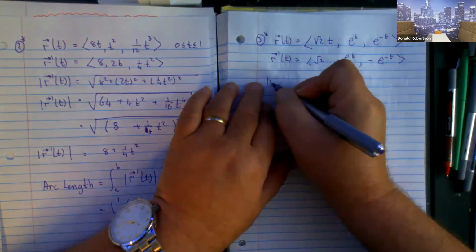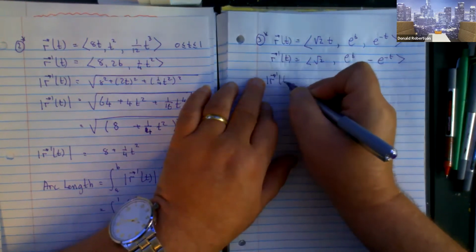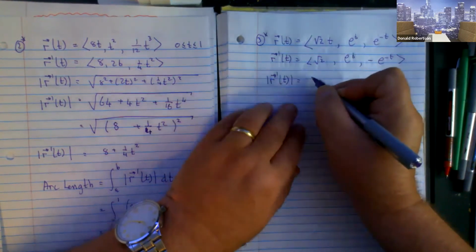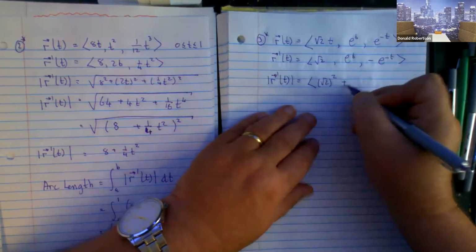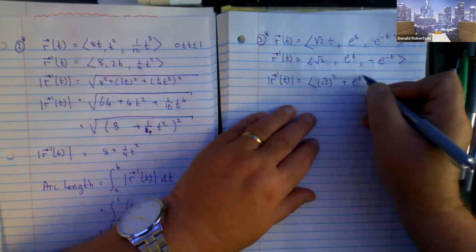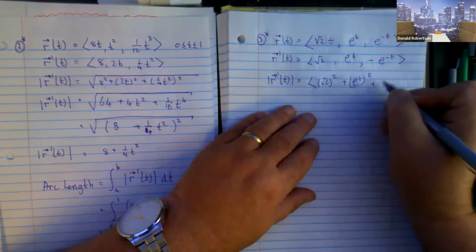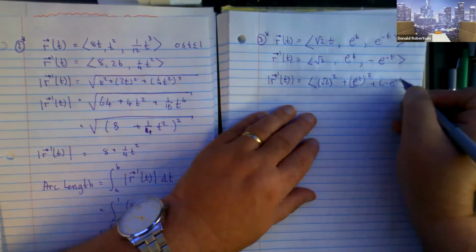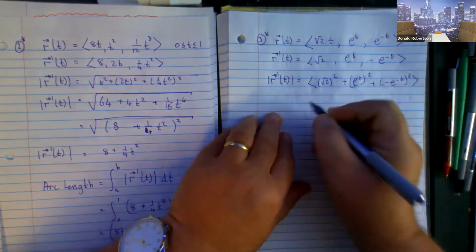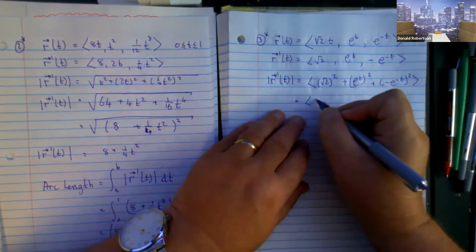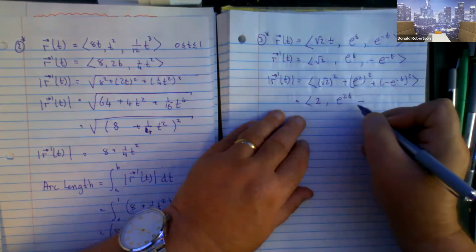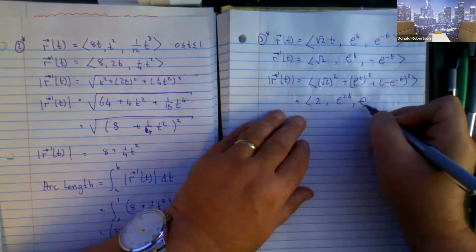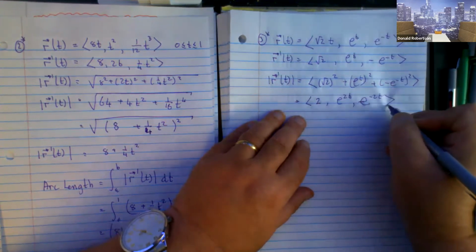You then find its magnitude, and that's going to be this guy squared plus this guy squared plus this guy squared. Now that guy's 2. That's e to the 2t. And this guy here is e to the negative 2t.